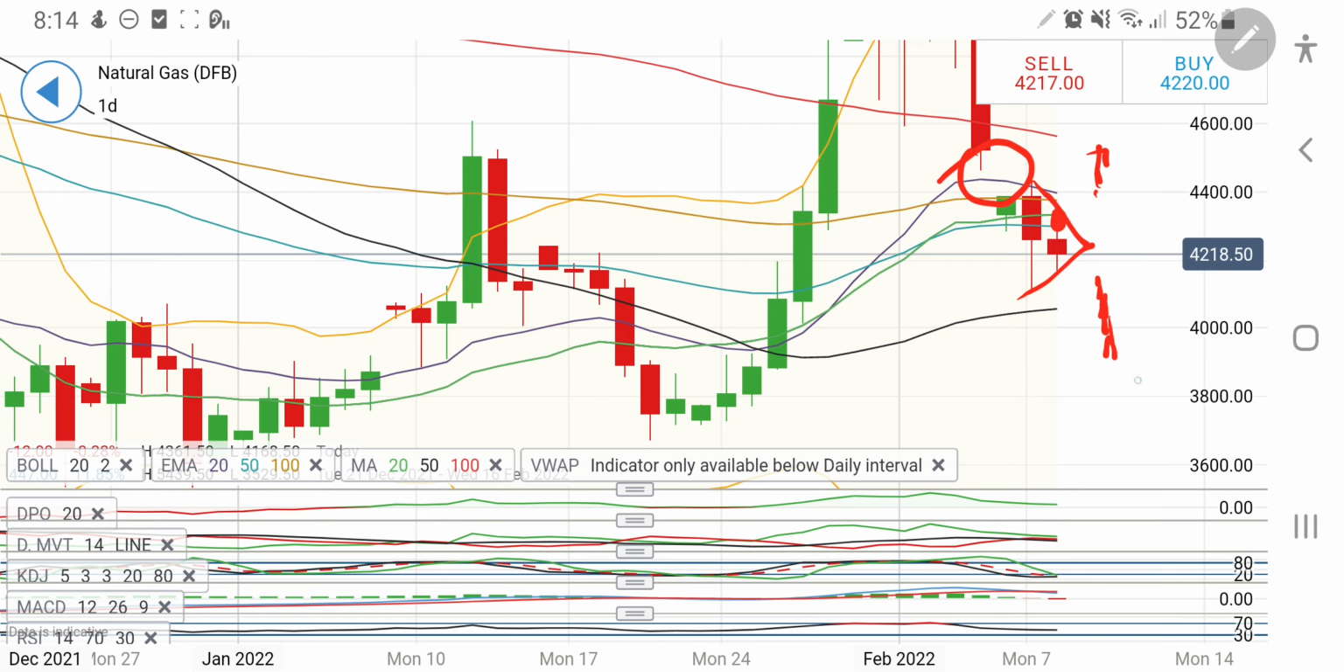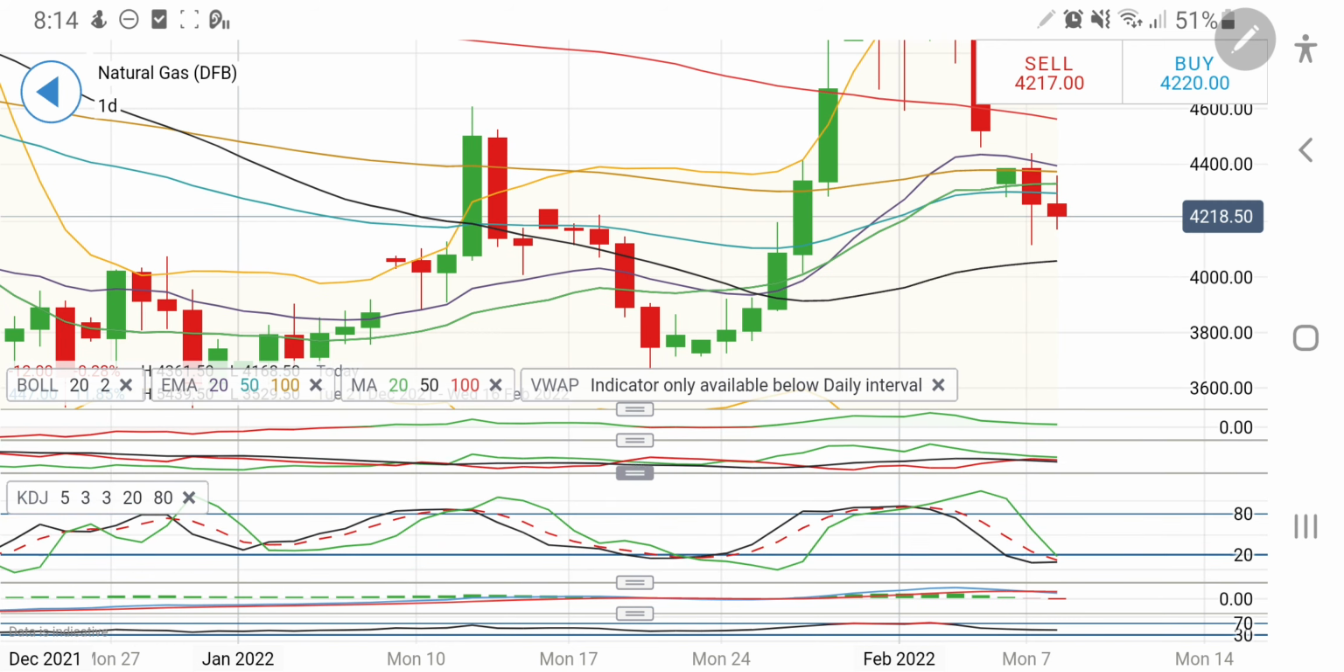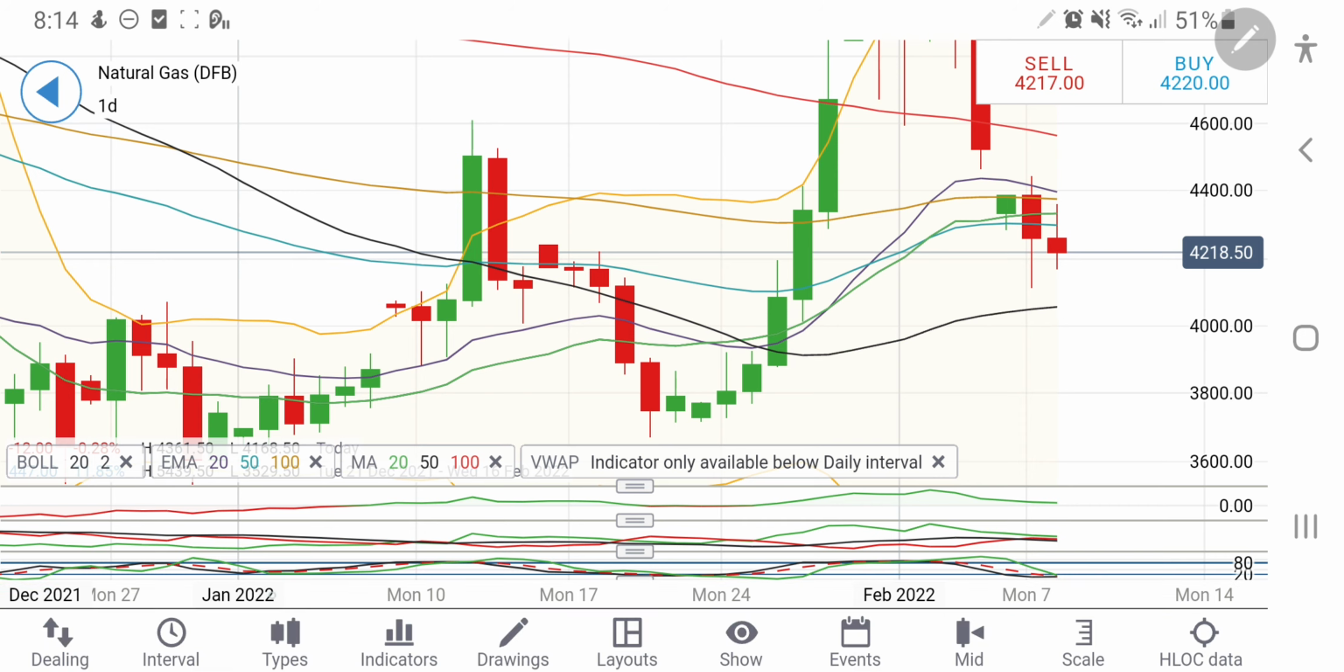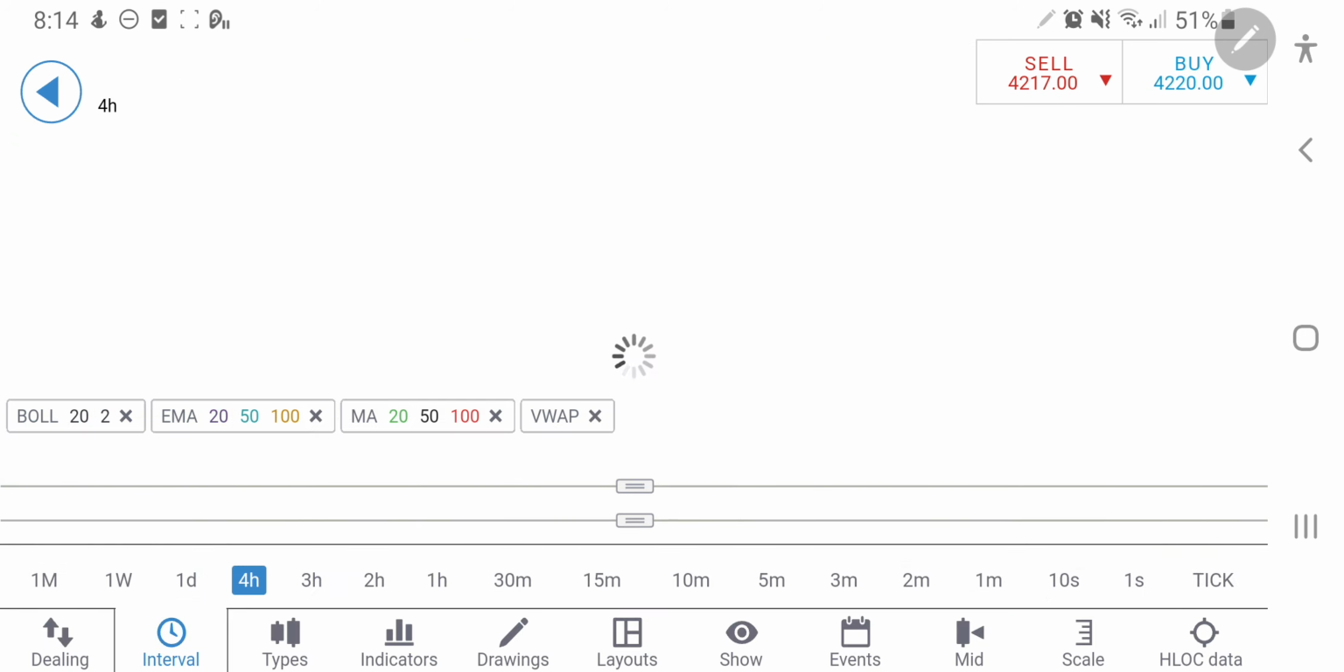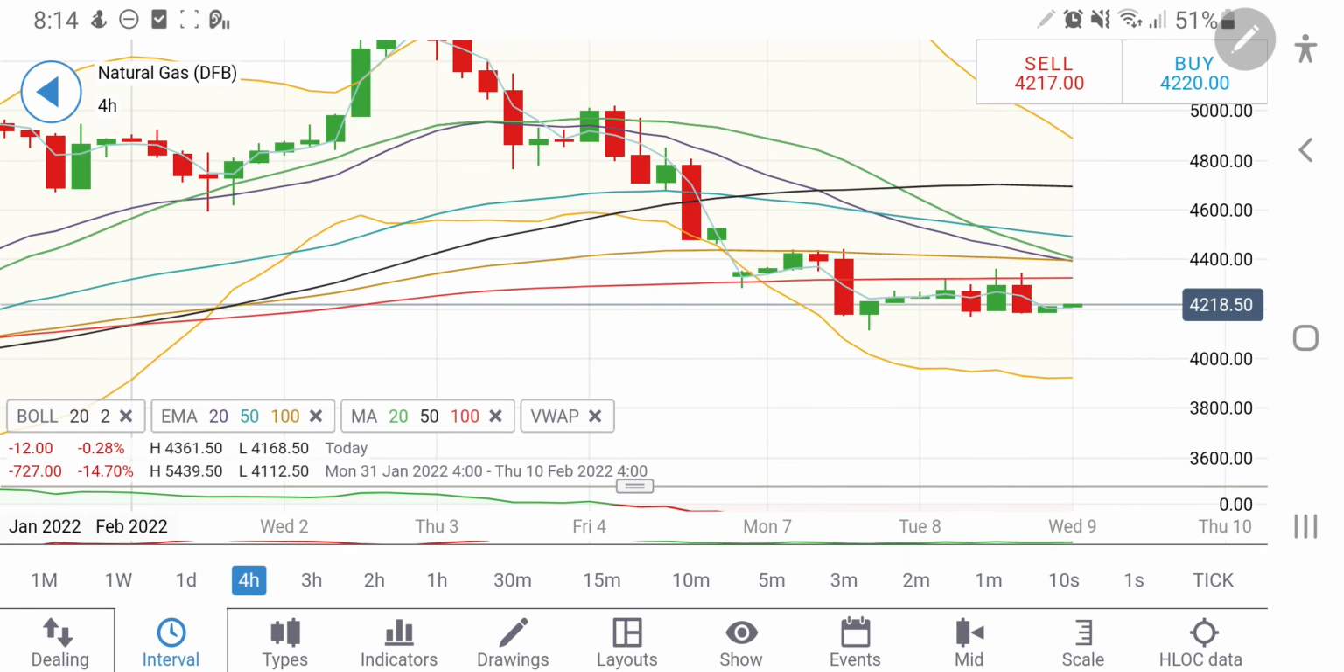On the downside, once it breaks 4100, we can see a good break. In between 4100 to 4300, we have to be a little bit cautious on natural gas. It can trade either way. Remember, it is oversold on the daily charts, and it has to rise. You can see here the stochastic is oversold, and it is looking forward to a rise. So probably we can expect a bullish reversal once it breaks beyond 4300 levels.